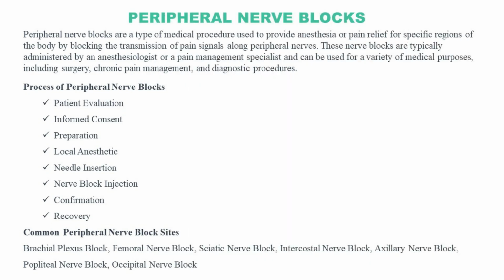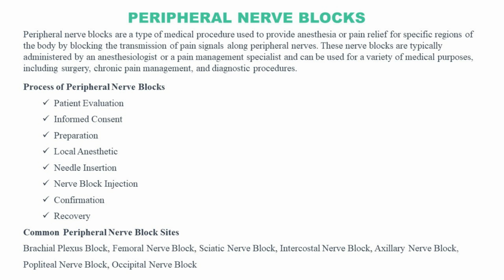Peripheral nerve blocks. Peripheral nerve blocks are a type of medical procedure used to provide anesthesia or pain relief for specific regions of the body by blocking the transmission of pain signals along peripheral nerves. These nerve blocks are typically administered by an anesthesiologist or a pain management specialist and can be used for a variety of medical purposes, including surgery, chronic pain management, and diagnostic procedures. Here's a detailed overview of the process and some common peripheral nerve block sites.